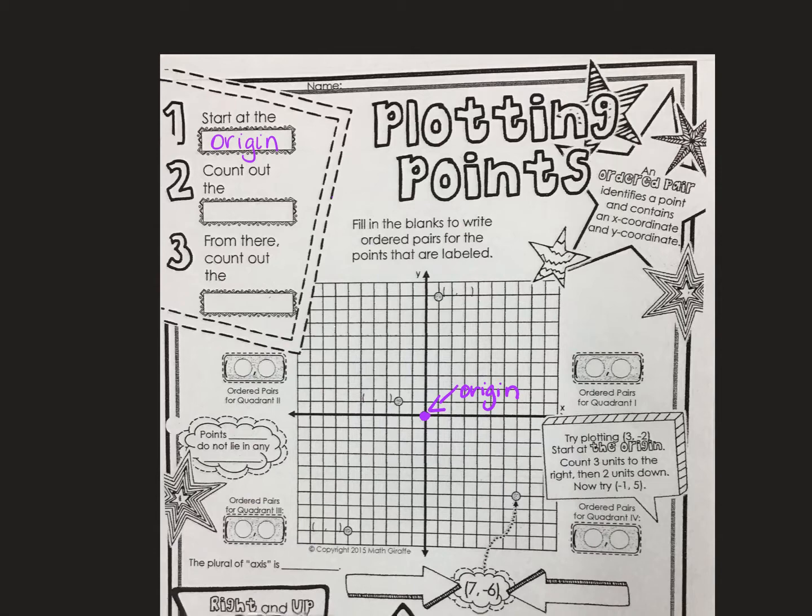So that is the origin. That's the starting point, and that is always 0, 0. And you'll understand that here in just a moment. Then, when you're plotting points, you always start there. Then you're going to count out.